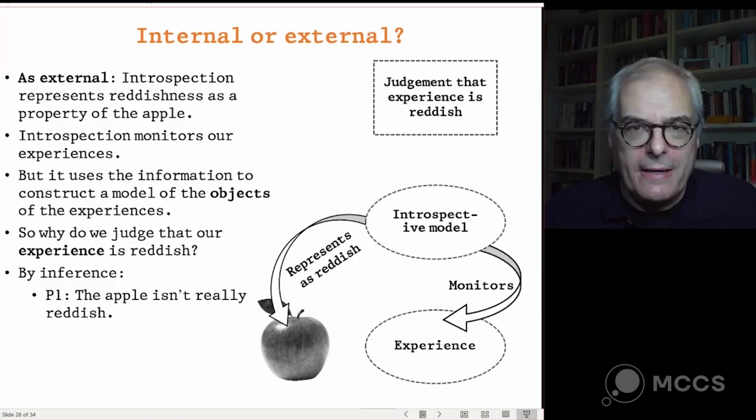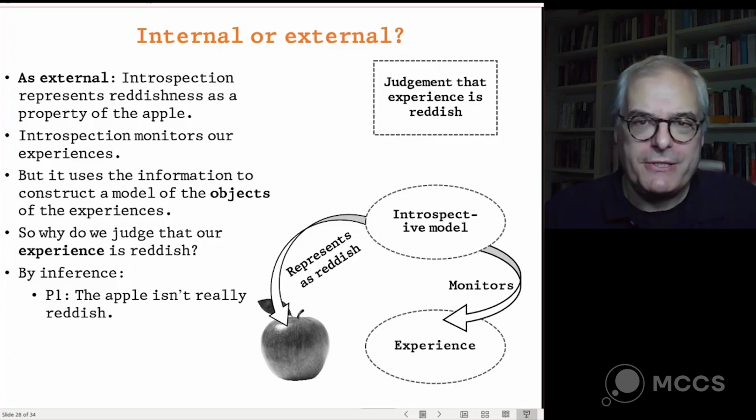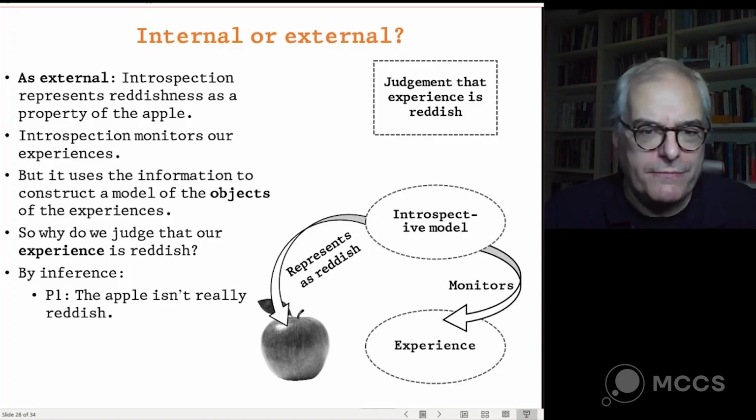The world isn't filled with these qualities. So the apple isn't really reddish. It doesn't have this quality of red. It just has a certain surface texture that reflects certain wavelengths of light. So science tells us that the apple isn't really reddish.